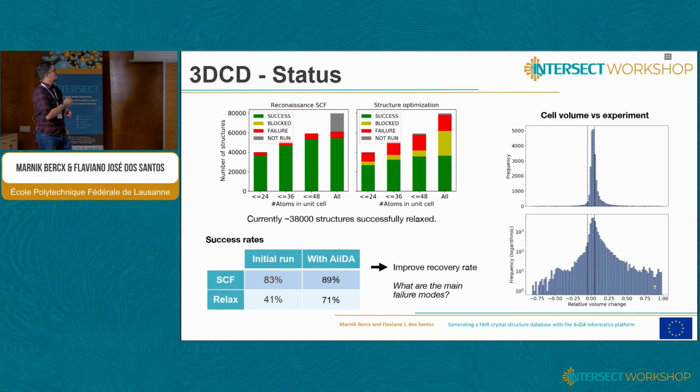Now, looking at the success rates, we can see that for the SCF, this is still fairly high, close to 90%. But for the relaxation, we see that often if you're just running with these protocols on all of these experimental structures, there are quite a few failures. And so obviously, we're interested in looking at what kind of failures are occurring here.